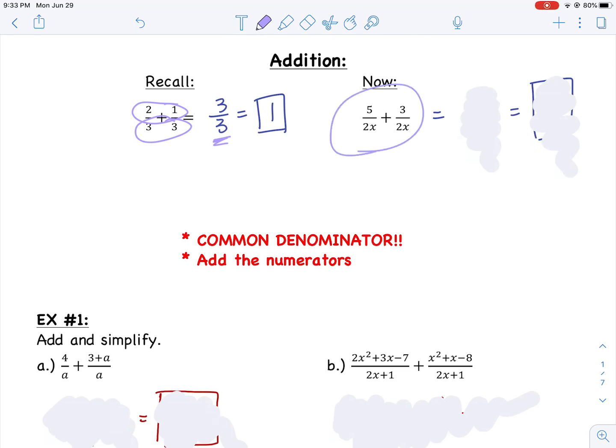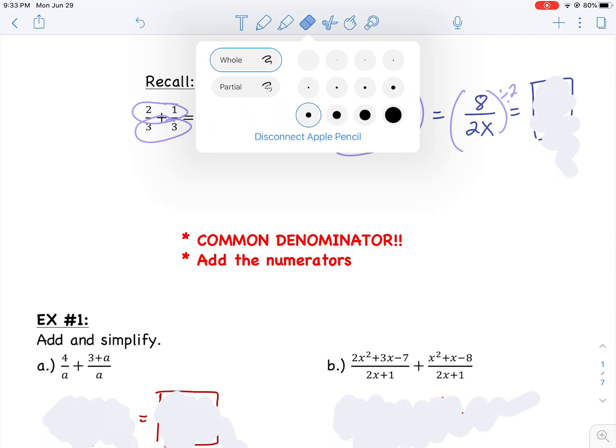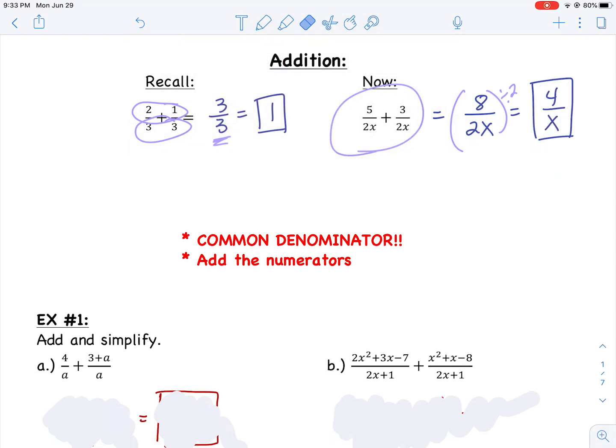If I have 5 over 2x plus 3 over 2x, as long as I have a common denominator, I can add those two fractions together. I can keep their common denominator of 2x and just add their numerators. So 5 over 2x plus 3 over 2x is really just 8 over 2x. Now, can I reduce it? Is there a common factor that I can reduce out of 8 and 2? Well, it looks like I'm able to divide both of those by 2. 8 divided by 2 is 4, and 2 divided by 2 is 1, and I still have an x left in the denominator. So my final reduced answer would be 4 over x.